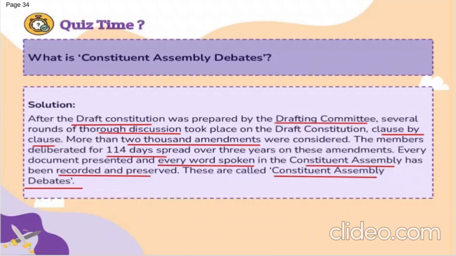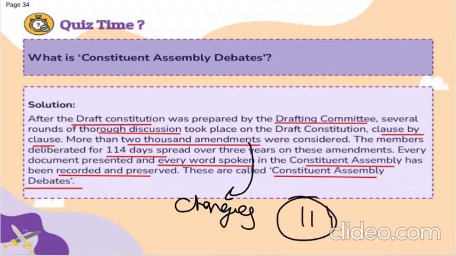So after the draft constitution was prepared, the committee did discussions through several rounds. It was a draft, it was not that, okay, constitution done, implement. No, first a draft was made. Through that draft, the Constituent Assembly did many thorough discussions, going clause by clause. After that only they gave the final thing. 2000 amendments. Okay, 2000 amendments means changes. 2000 changes were made in the constitution, and the members deliberated for 114 days spread over 3 years on these amendments. So 114 days were spread over 3 years in doing all these 2000 amendments and changes.